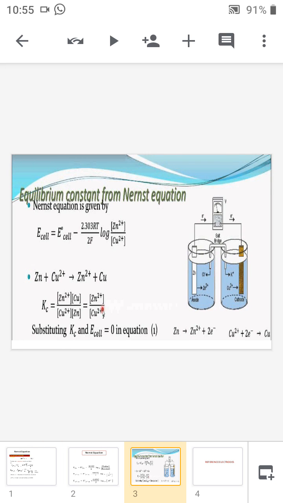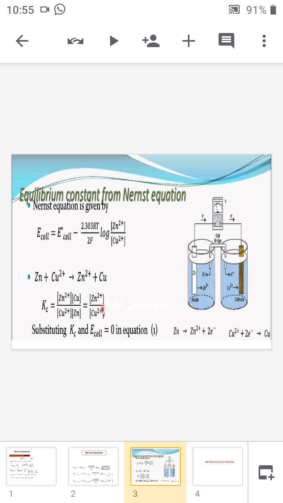Now, how will we write the Nernst equation for a chemical reaction? See here, this is the galvanic cell. Galvanic cell means a zinc rod dipped in zinc sulfate solution and a copper rod dipped in copper sulfate solution. So the overall reaction is Zn + Cu2+ gives Zn2+ + Cu. So how will we write the E cell and how will we calculate the potential of this cell? For that we have to apply the Nernst equation.